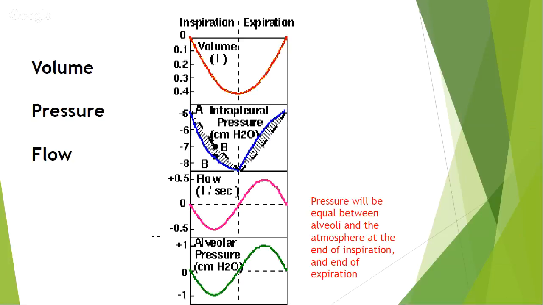This is then just a different kind of diagram: volume, pressure, and flow. If you know what's happening with one of them during the respiratory cycle, you'll be able to work out what's happening with the rest. Volume increases in inspiration, decreases in expiration, and pressure will be equal between the alveoli and the atmosphere at the end of inspiration and the end of expiration. Anytime there's no air movement, you know that pressure is equal. Flow just follows the alveolar pressure.